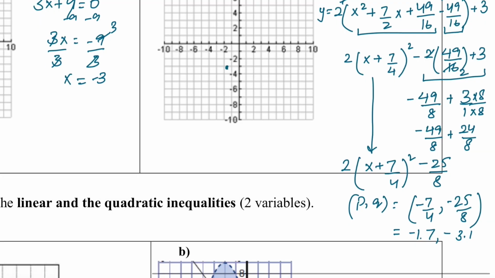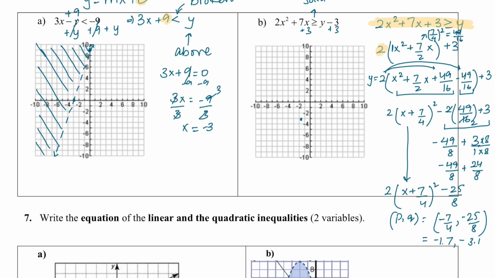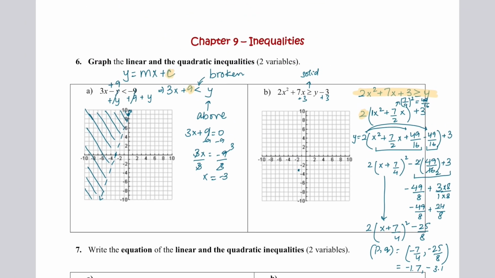To do that, I'll have to convert this into my factored form. So the product is 6, the sum is 7. So my factors can be 6 and 1. So it'll be 2x squared plus 6x plus 1x plus 3. If the coefficient was 1, it would be much easier. Equated to 0.